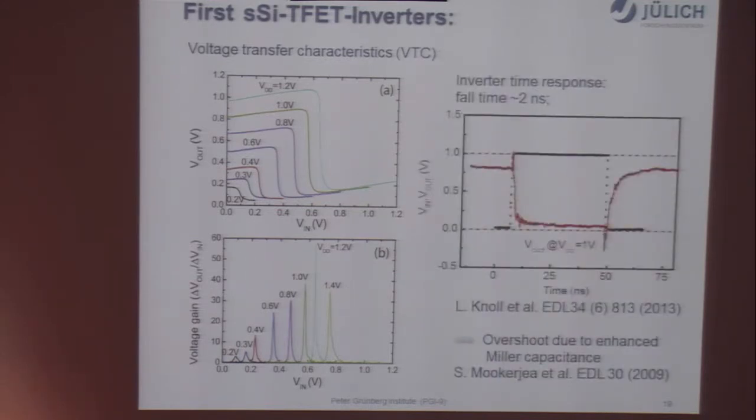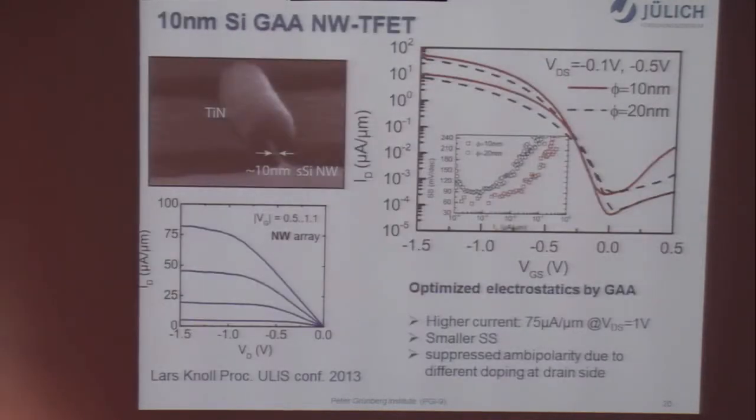And for the time response analysis, you see here this is the input signal with the black line, and the red line is the output signal. You see we do observe this overshoot here and here. This is because of the enhanced Miller capacitance in the TFET. You can also see this in the theoretical paper from this one. And the fall time in this case we measured is only 2 nanoseconds. Of course, it's not comparable to CMOS because the current level in this case is very low. So we try to further improve the TFET performance by using nanostructures with gate all around.